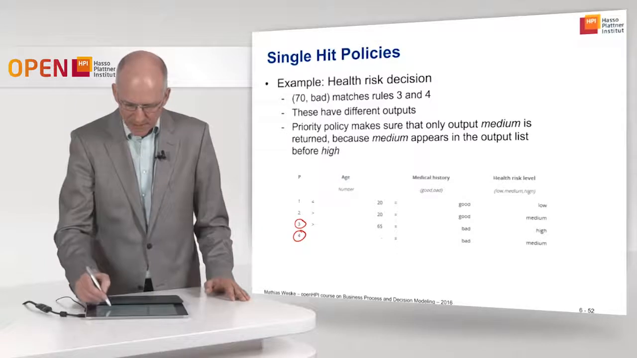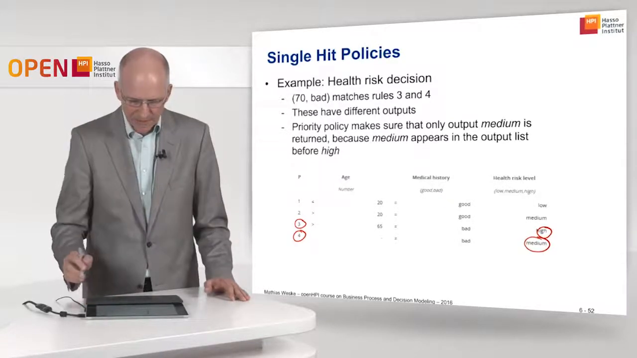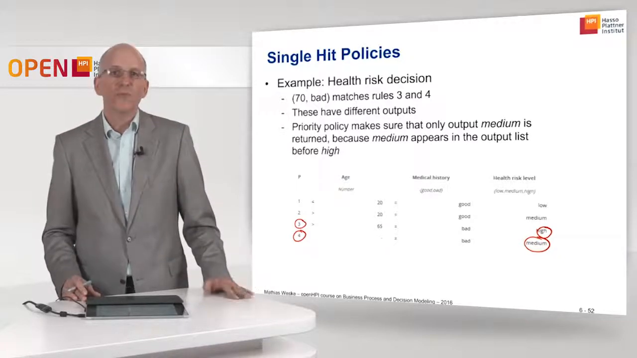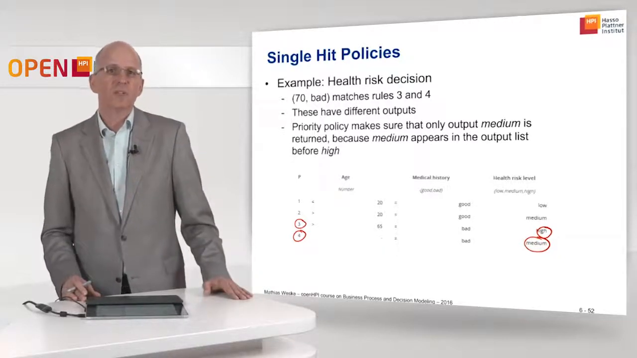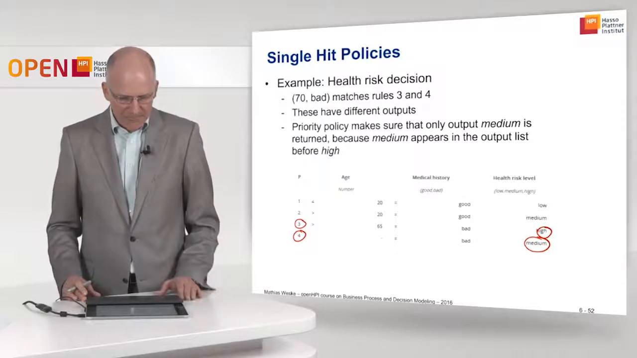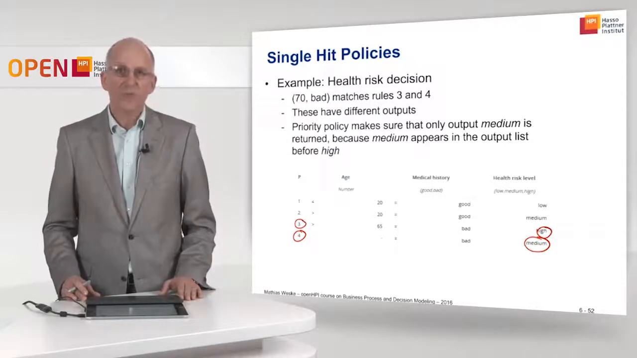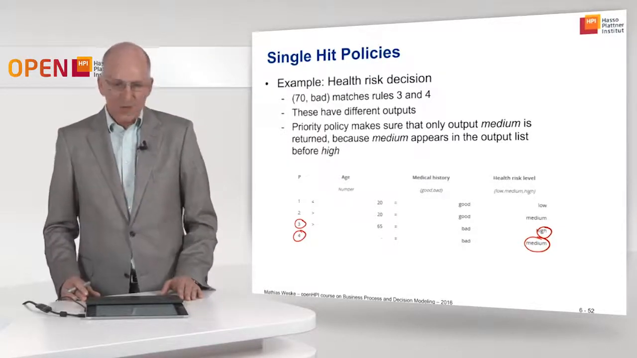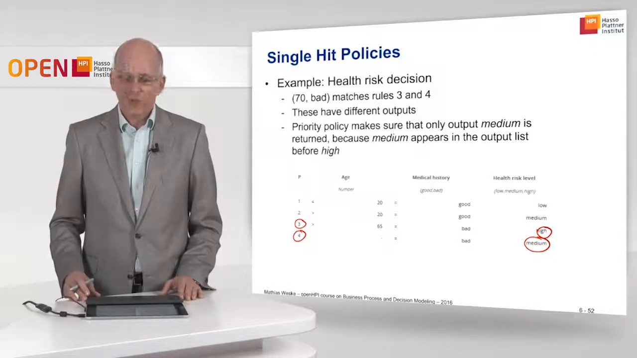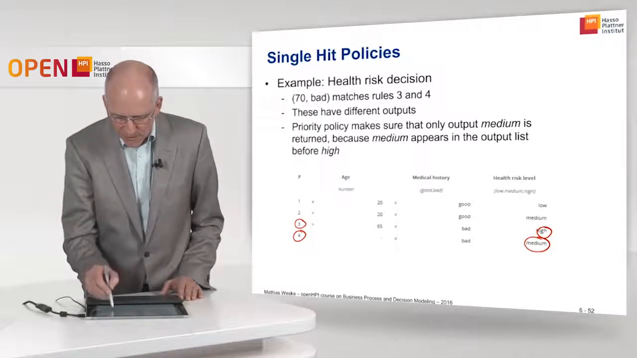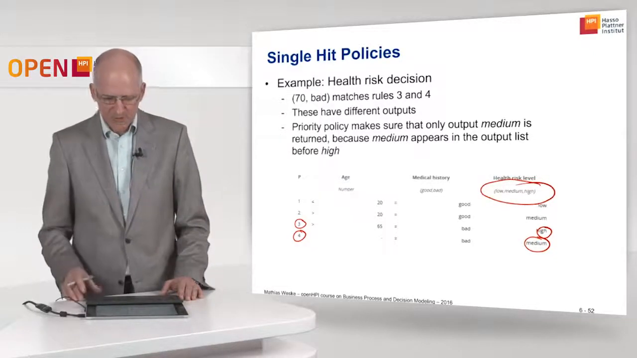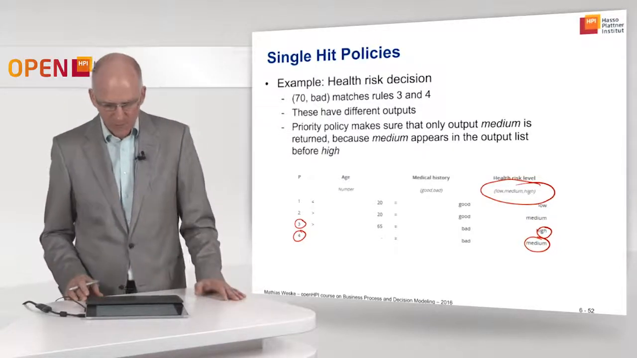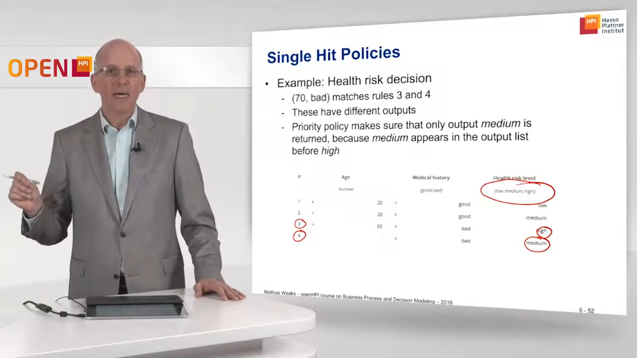If we look at the output, we have high and medium. So rules 3 and 4 provide different outputs, but that's allowed in this context. The question is, what is the return value for the input 70 bad? In order to determine the return value, we have to take a close look at the ordering of output values in the output column. And here we have the ordering low, medium, high.